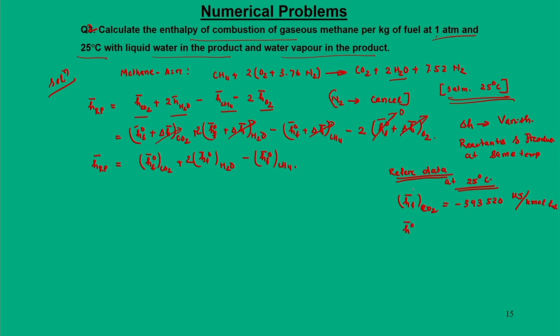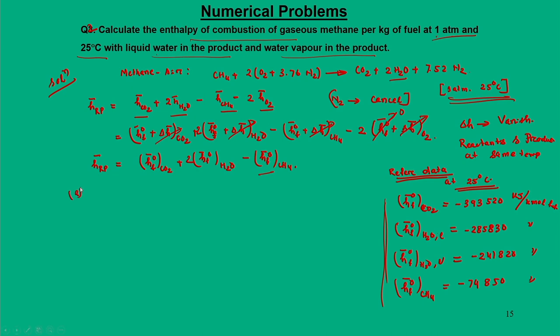Then H bar f0 for H2O. Now, here we have water in liquid form, so we have data for liquid, and data for vapor. So we will have 2 numbers: minus 285830, and the other is minus 241820, same unit. Another number is the enthalpy of formation for methane, that number is minus 74850. So we have all the numbers, we can insert them, then we can find it out.